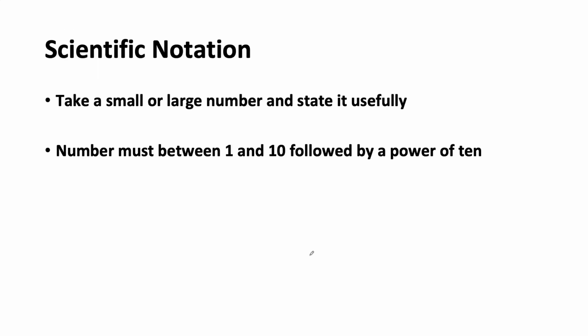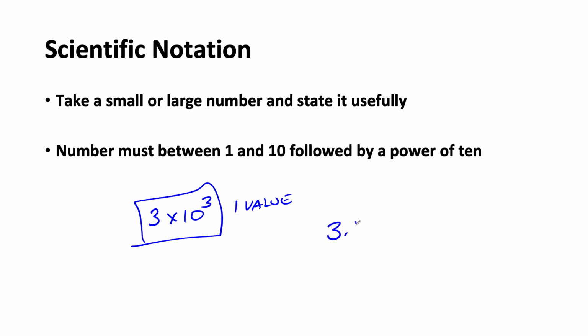That's embarrassing. All right, scientific notation. What we do with scientific notation, you take a small or a large number and state it usefully. The number must be between 1 and 10, and followed by a power of 10. So we're talking about a number like 3 times 10 to the, say, third. This is one number, one value. You're taking 3 and you multiply it by 3 tens, or by 1,000. So 3 followed by 3 zeros.